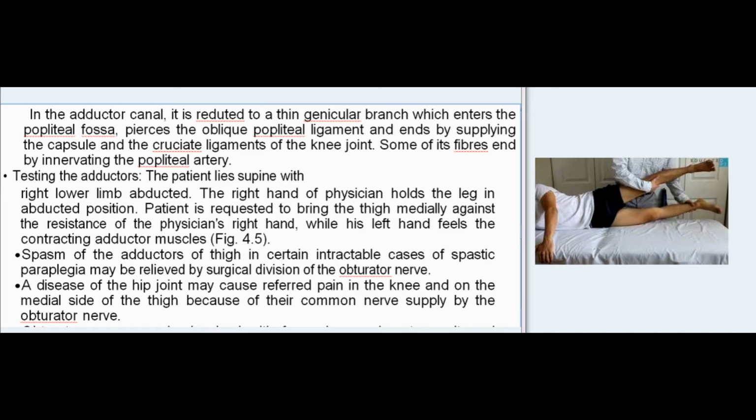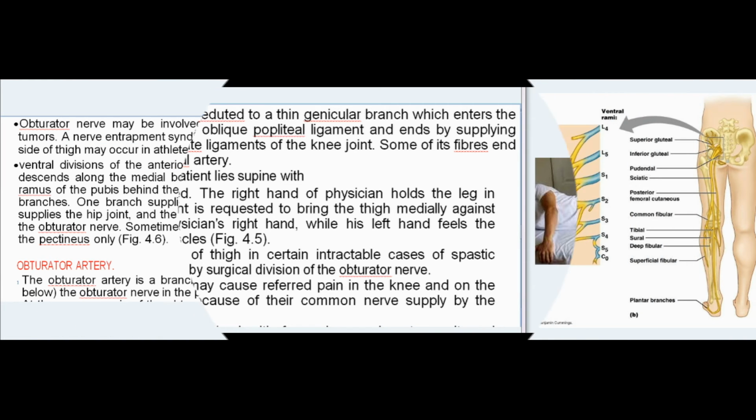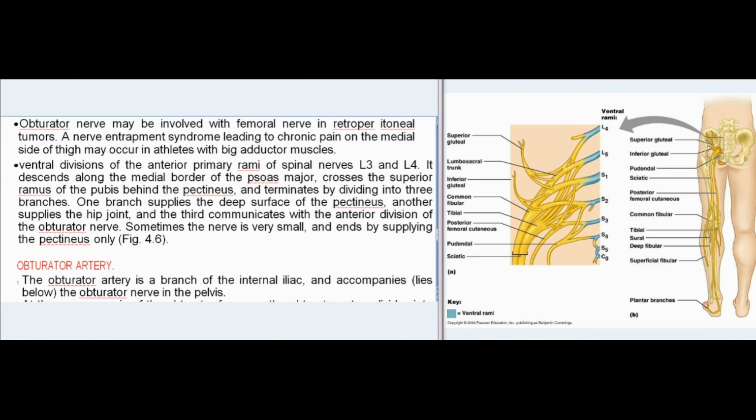Spasm of the adductors of the thigh in certain intractable cases of spastic paraplegia may be relieved by surgical division of the obturator nerve. A disease of the hip joint may cause referred pain in the knee and on the medial side of the thigh because of their common nerve supply by the obturator nerve. The obturator nerve may be involved with the femoral nerve in retroperitoneal tumors. A nerve entrapment syndrome leading to chronic pain on the medial side of the thigh may occur in athletes with big adductor muscles.